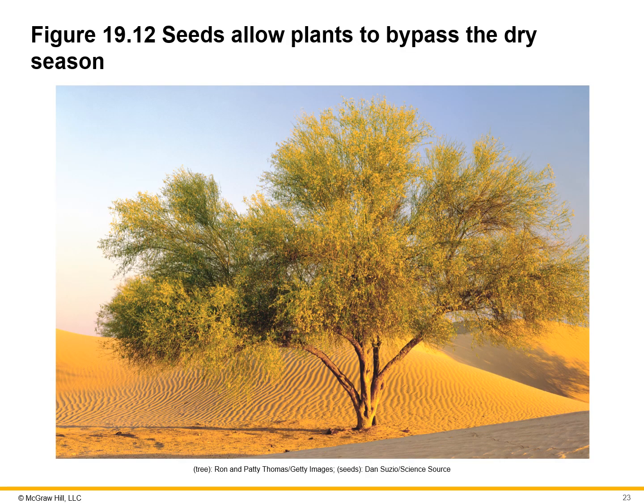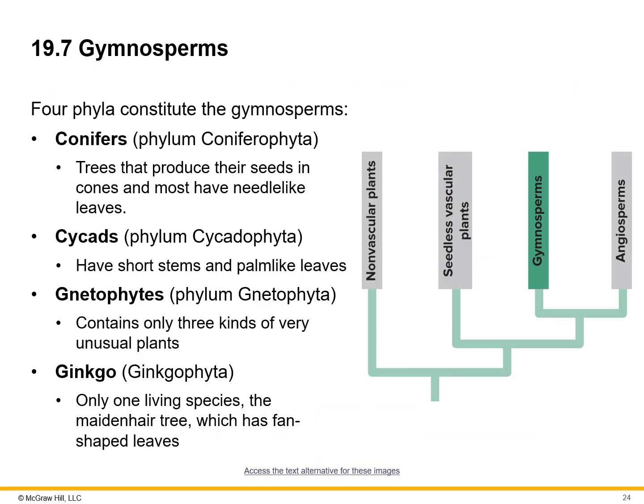So seeds, again, allow plants to bypass that dry season. It allows them to store up those nutrients and remain resistant until favorable conditions reoccur. All right, now our gymnosperms, there are 4 phyla that make up the gymnosperms.